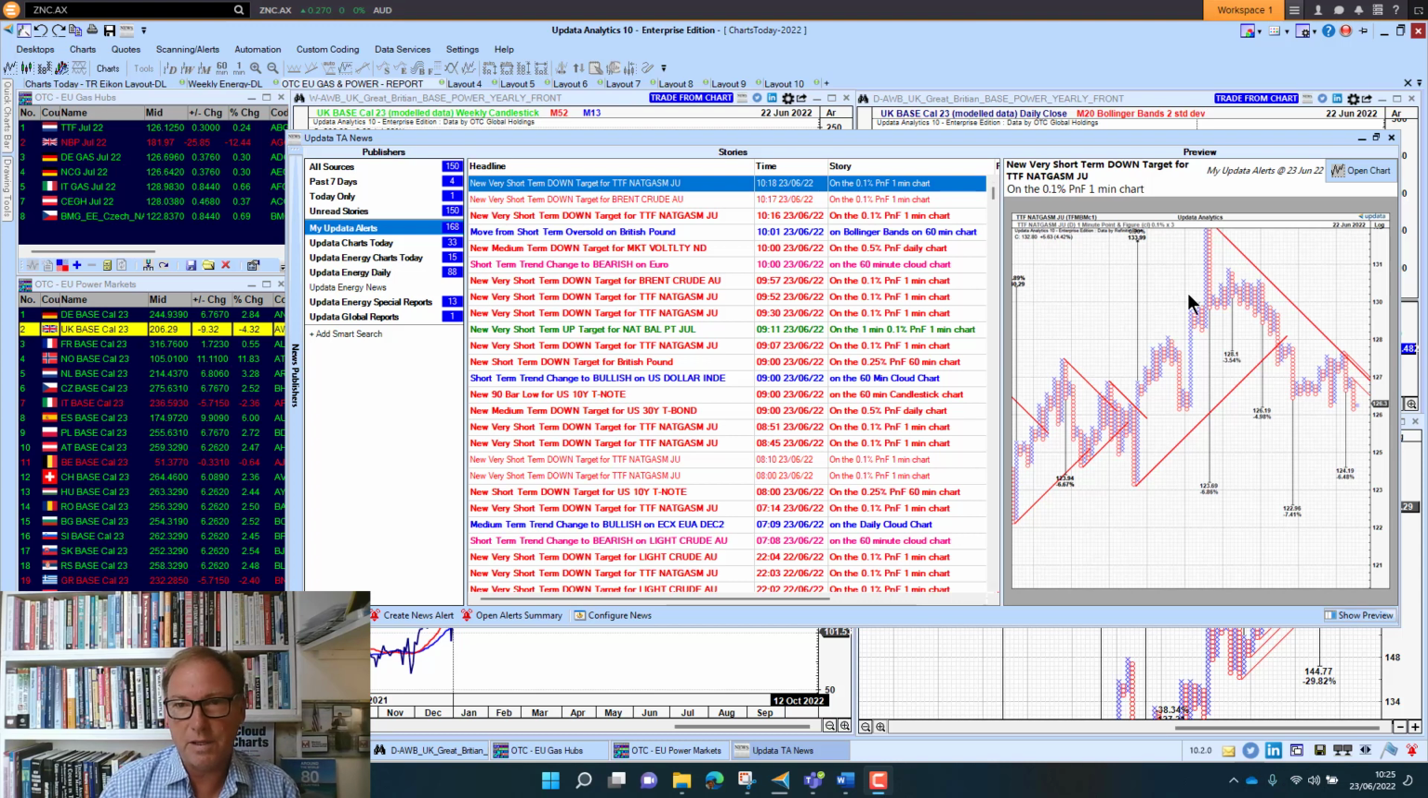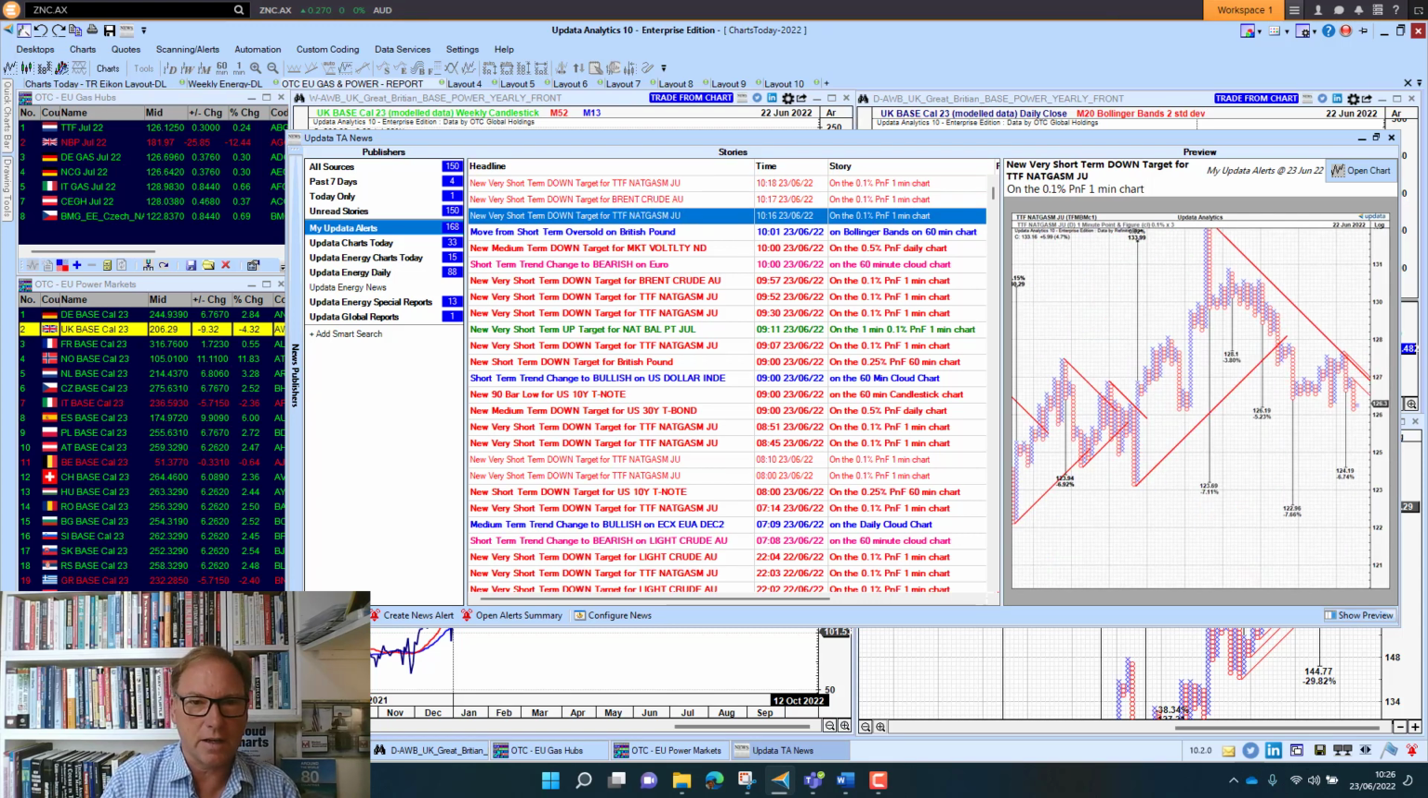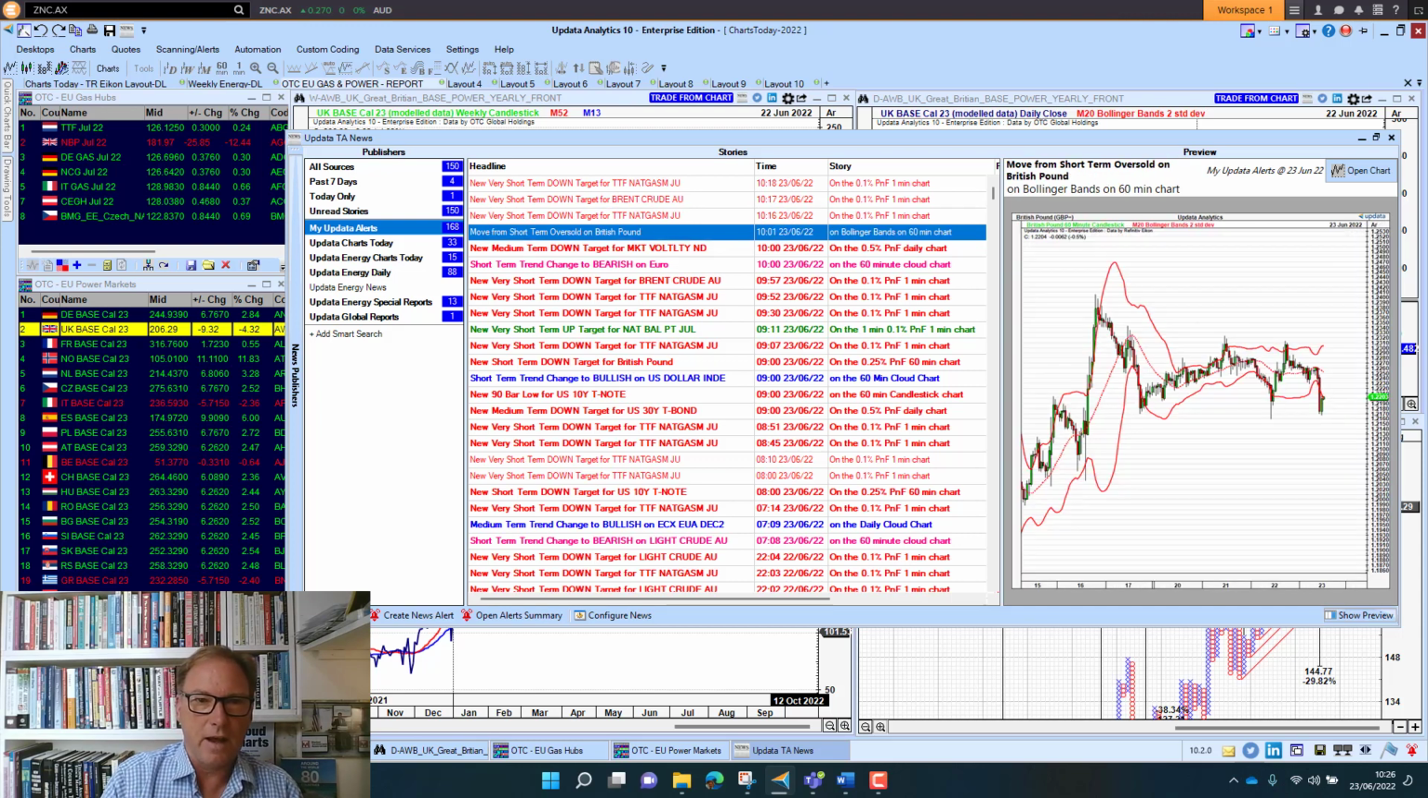So here we see US nat gas, this is TTF gas, is up this morning, but starting to give some downside targets. That's the beauty of these updates. These are real-time updates on what's happening. So Brent crude giving another downside target. The same for TTF. Slightly oversold on British pound. We're moving back up through the Bollinger Bands there.